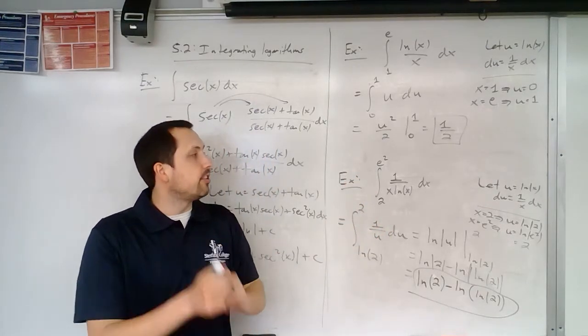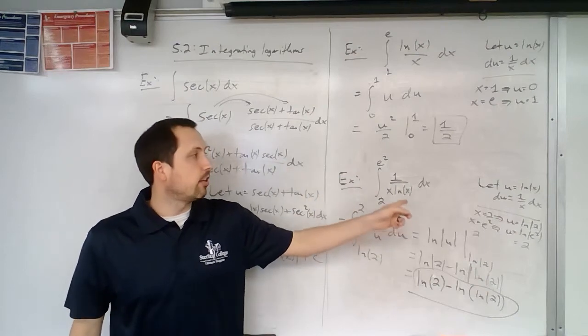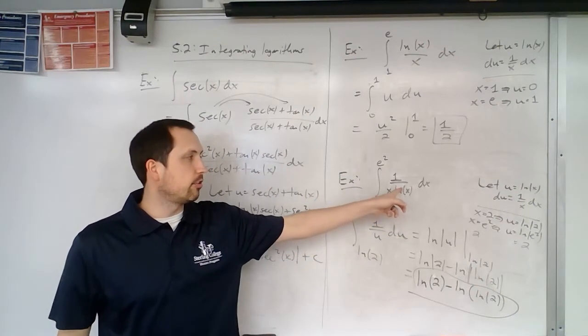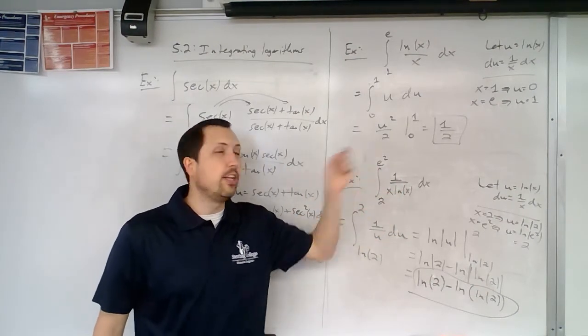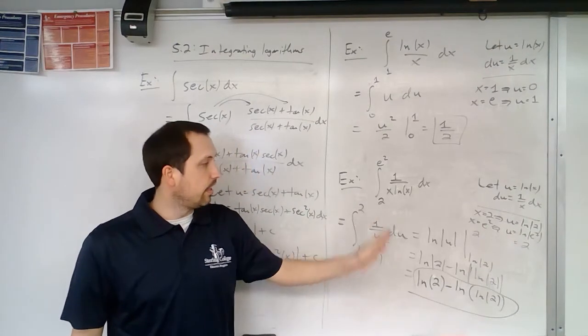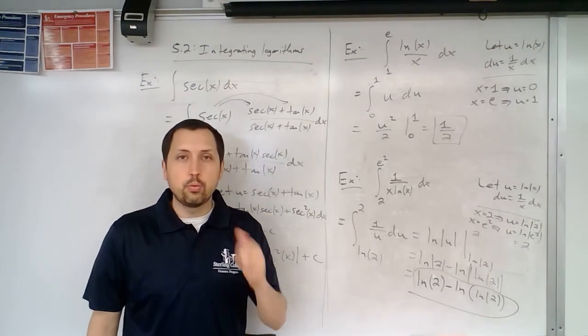So remember, again, this is talking about areas of the curve under 1 over x times natural log of x between 2 to e squared. And there we go. U substitution with natural log.